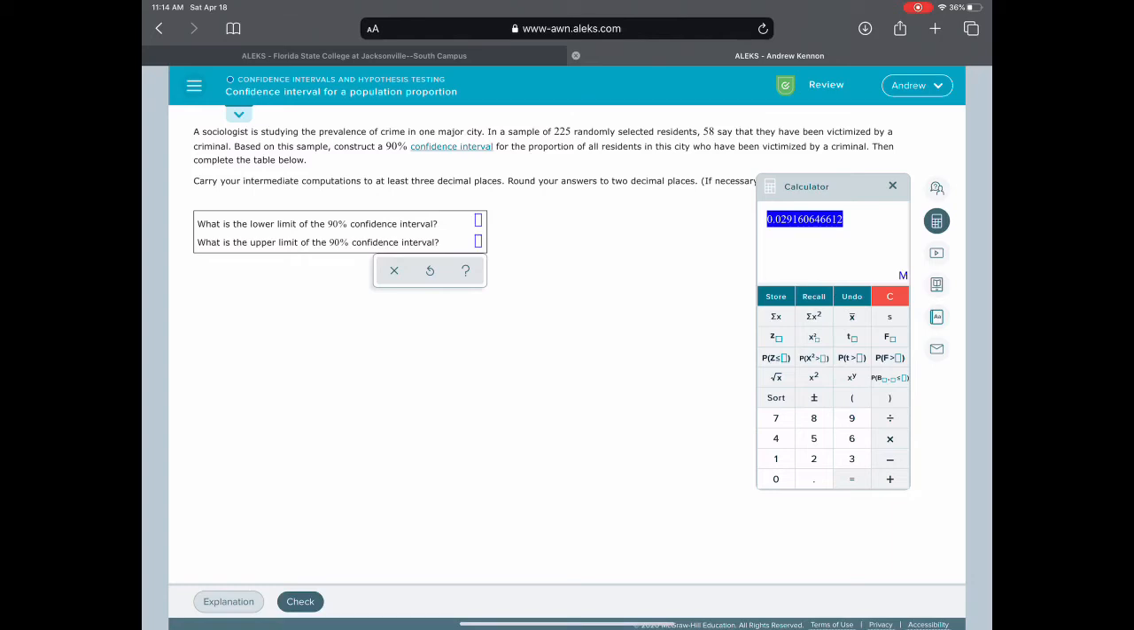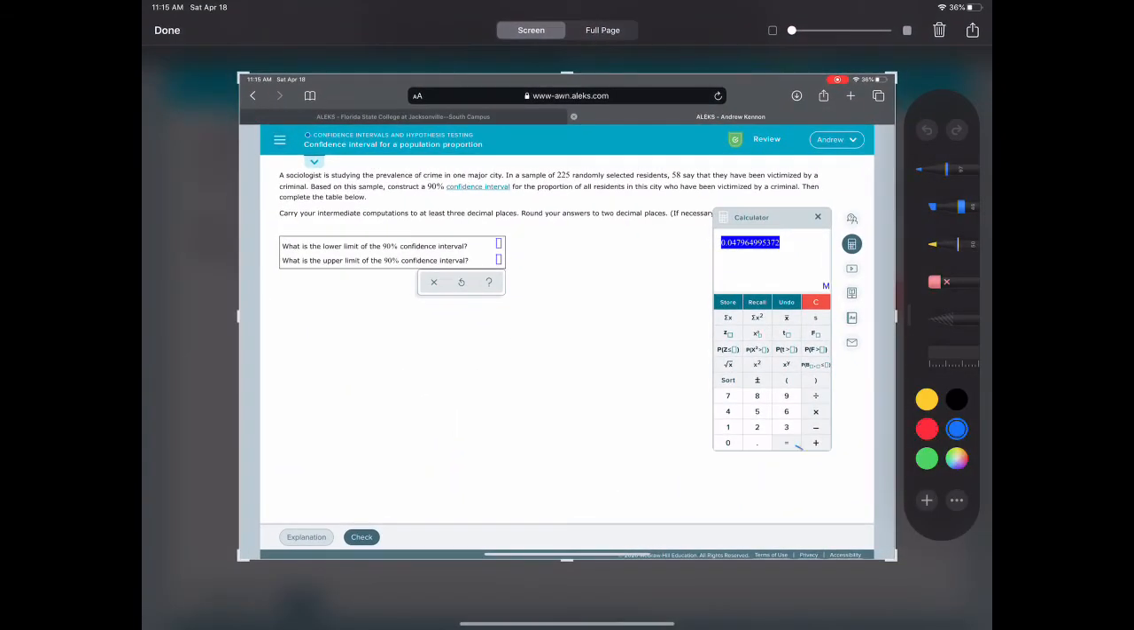To find our margin of error, we take that times our z-score. So I'm going to do times, recall that z-score, and get equal. This is what they call my margin of error. So my margin of error is 0.04796. Now with our margin of error, all we have to do is take the proportion plus our margin of error to get the upper limit, and the proportion minus the margin of error to get the lower limit.